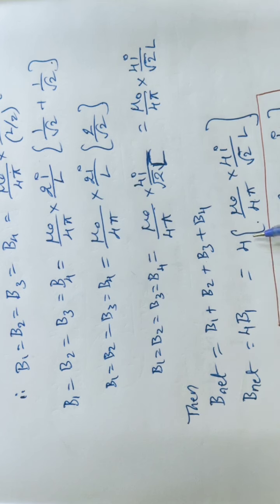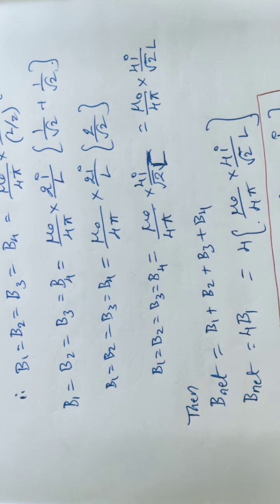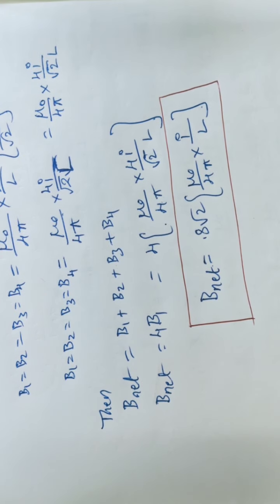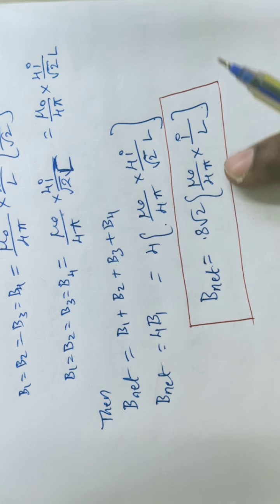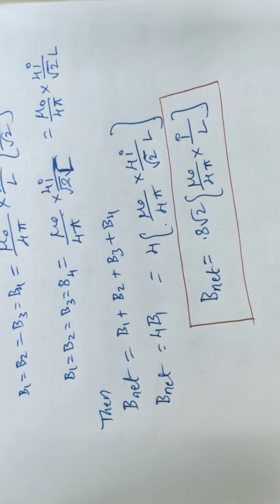So this is equivalent to 4 into mu naught by 4 pi into 4 divided by root 2 L. So finally, on simplification, the final result becomes B net value is equal to 8 root 2 into mu naught by 4 pi into I by L. This is one simple application we have completed. Based on this application, I want to solve one problem for your sake. Okay students, just go through that problem also.